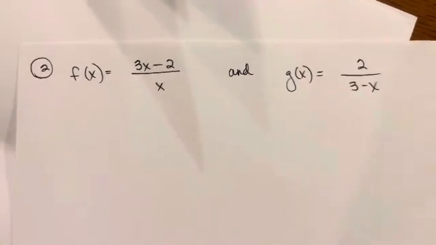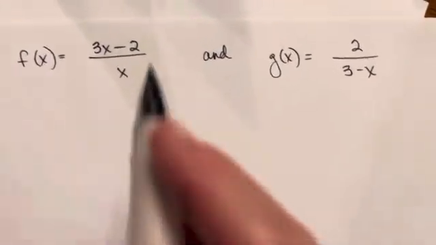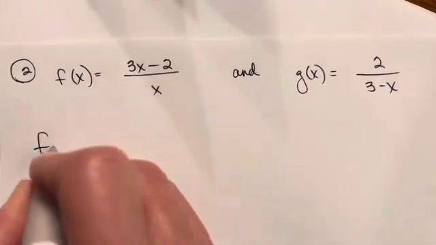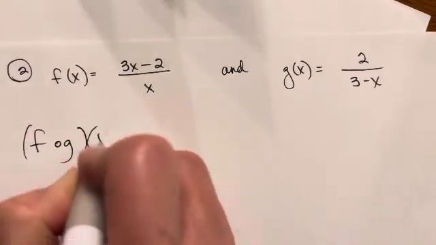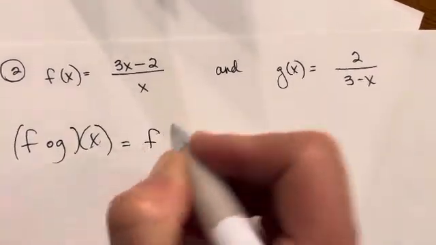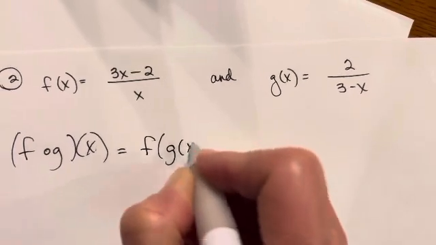Now, let's look at that yucky one with the fractions. Are you ready? This one you've got to be kind of careful with. It's not bad, I'll show you in a minute. Let's just go. f of g of x, that's what we want to find first, which is the same thing as f of g of x. I'm going to get writer's cramp.